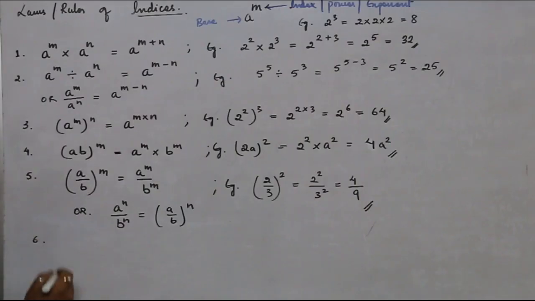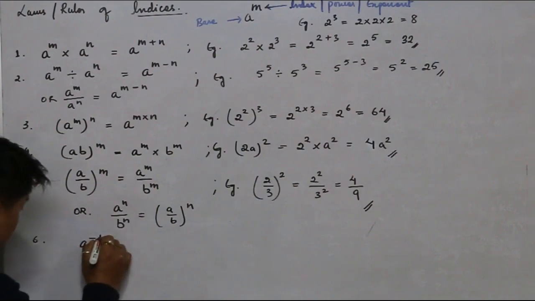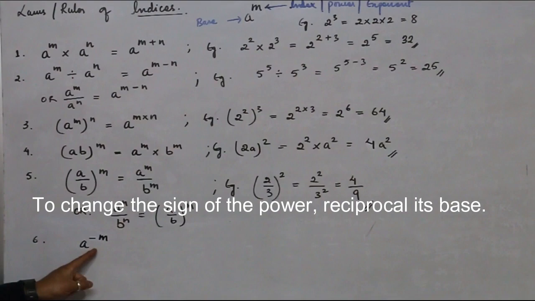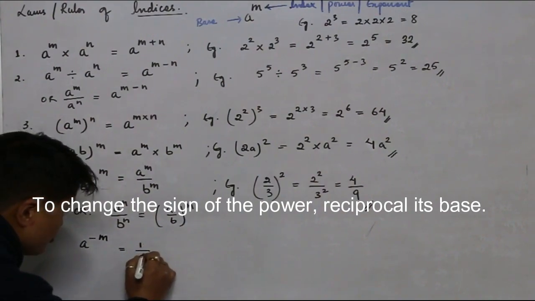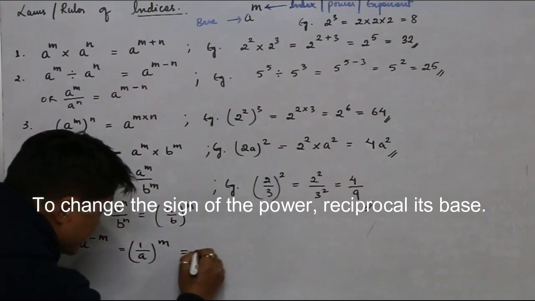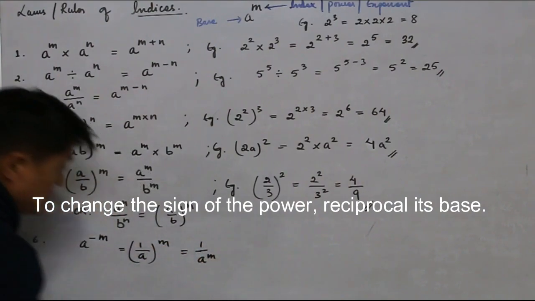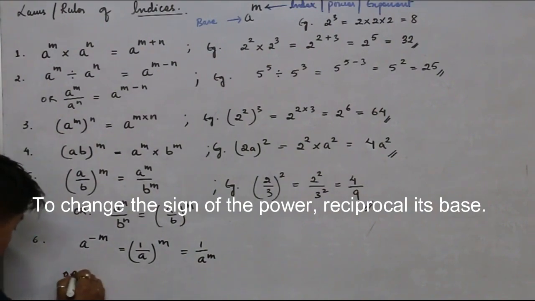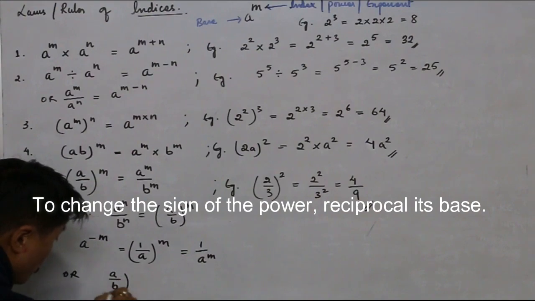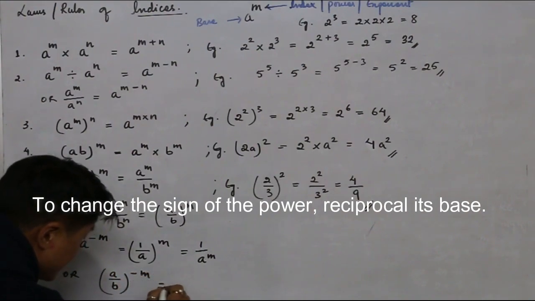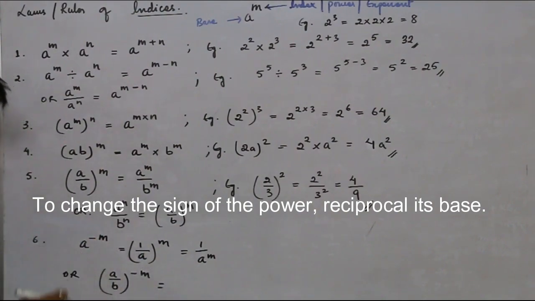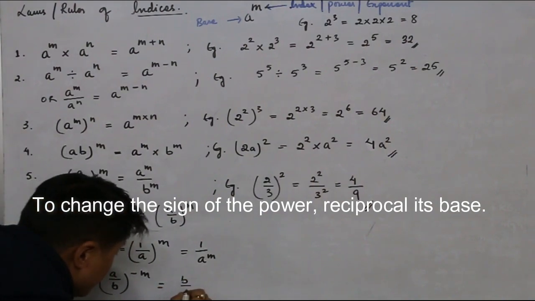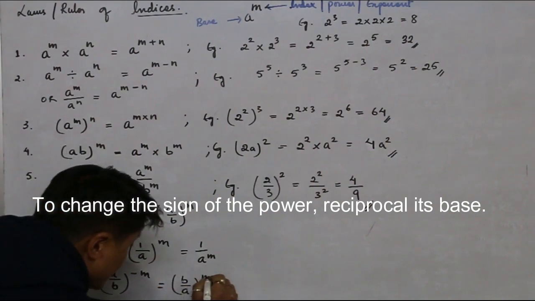Rule number 6. So a to the power minus m. You can see here the power is minus m, so that means the power is negative. When the power is negative, the base will be reciprocal. It will be written as 1 by a whole to the power m, which can be written as 1 by a to the power m. Or if you have a by b whole to the power minus m, we can notice that when the power is negative, the base gets reciprocal. Here also we just have to take the reciprocal of the base: b by a whole to the power n.